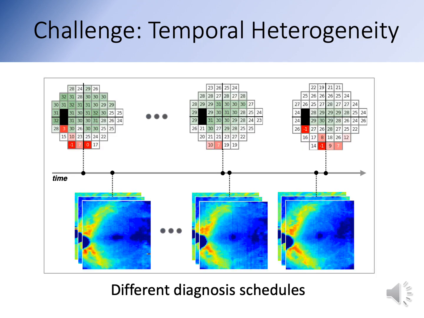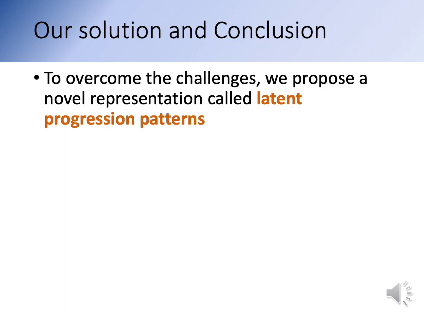The second challenge is temporal heterogeneity. Retinal layer thickness measurements are typically obtained at different time points to photosensitivity measurements. Moreover, both types of measurements are performed at irregular intervals. To overcome these two challenges, we propose a novel technology called latent progression patterns.